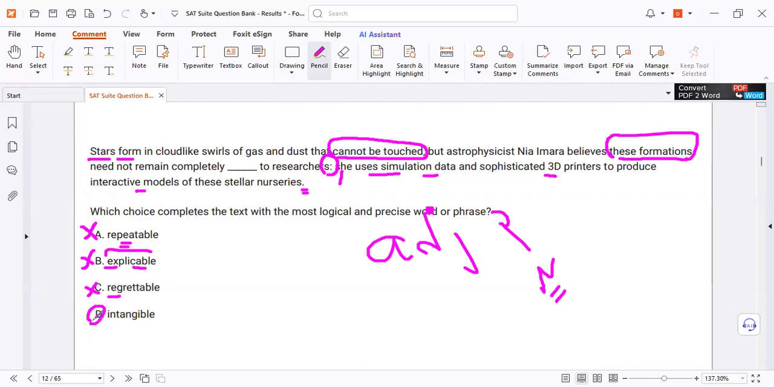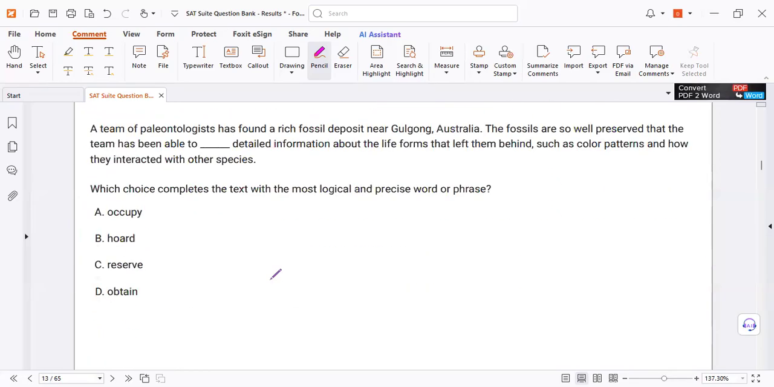But intangible means cannot be touched, because we cannot touch the stars. That's why we use computer simulation and sophisticated 3D printers, for example. So letter D is correct. That's why, my friend. Let's jump. Try.